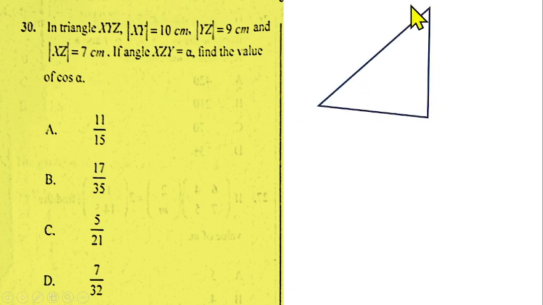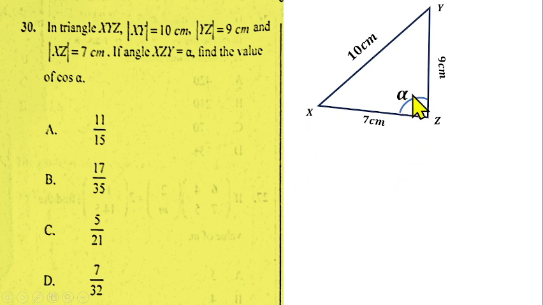So if you draw the triangle, we have something like this. Put your XYZ, and put the sides as well: 10 cm for XY, 9 cm for YZ, and 7 cm for this one. You are given this angle here, angle XZY, to be alpha. So you have to find the value of cos alpha. That means you are going to use the cosine rule.